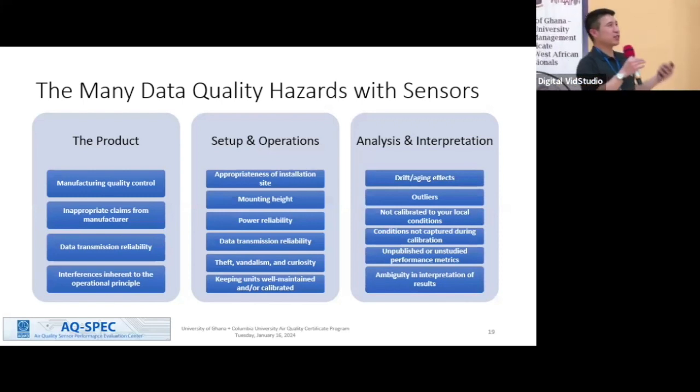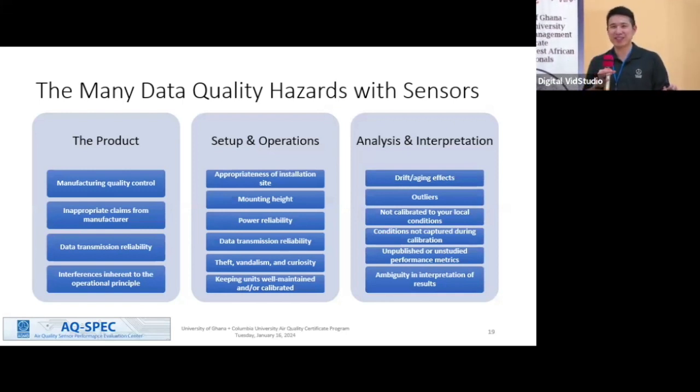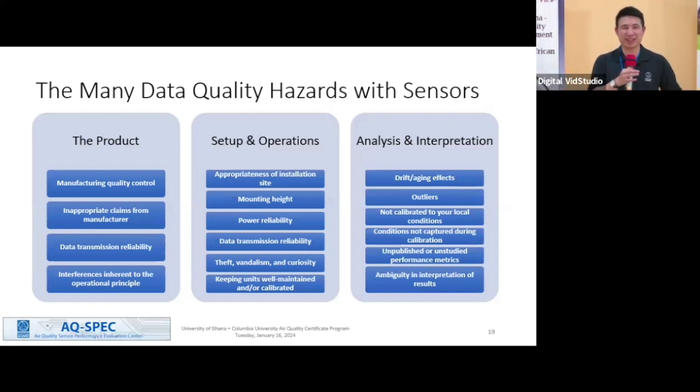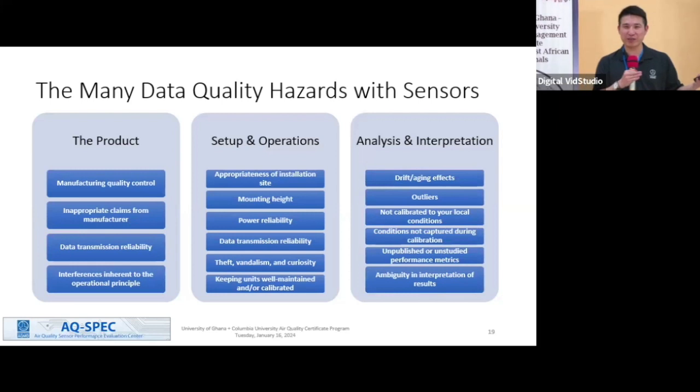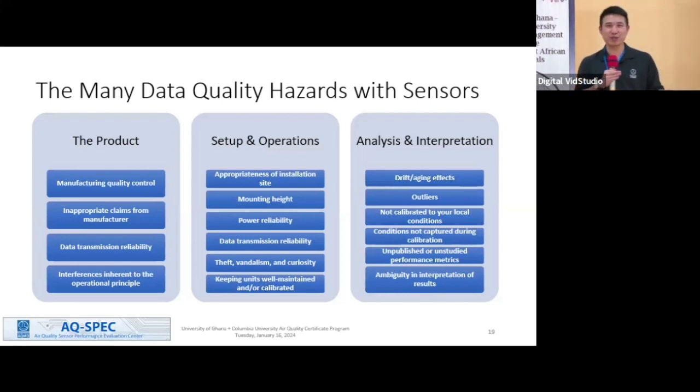Inherent to the product, you're relying on manufacturing quality control. It kind of comes with the territory, right? If they're low cost, inexpensive, you can't really expect the vendor to spend a lot of money on quality control. There are also inappropriate claims from some manufacturers. The brochures will say they can measure this and that, with accuracy of like 95%, but no one's really challenging them on those claims. It's up to them to self-report that on their manufacturer spec sheet. And as a consumer, you don't know anything more than what they're telling you on their spec sheet.